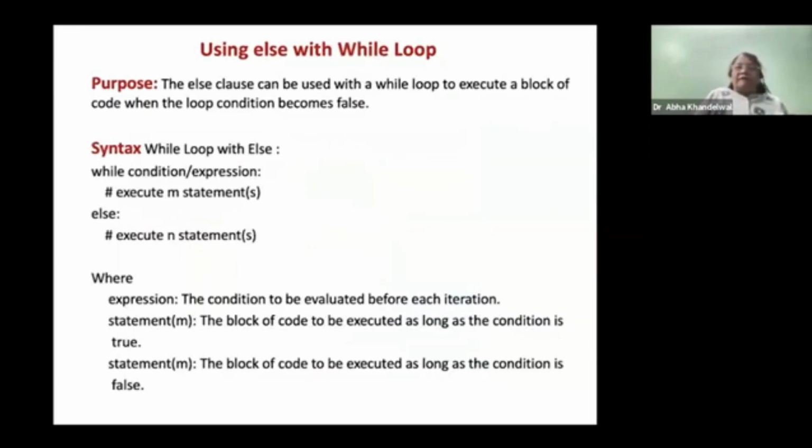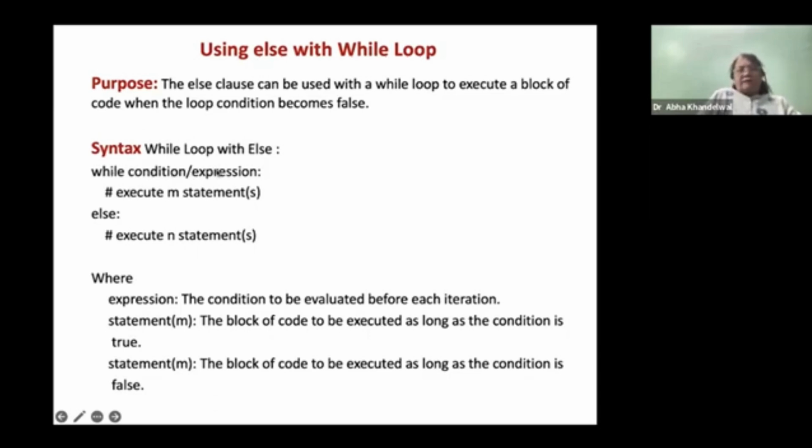Now, while with else. The purpose is that the else clause can be used in a while loop to execute a block of code when the loop condition becomes false. In the earlier case, when we were not using else, the control was thrown outside the loop. But in this case, what will happen? If we are using else, then it becomes easy to understand.